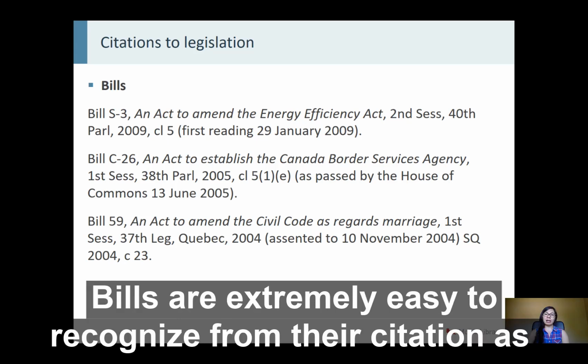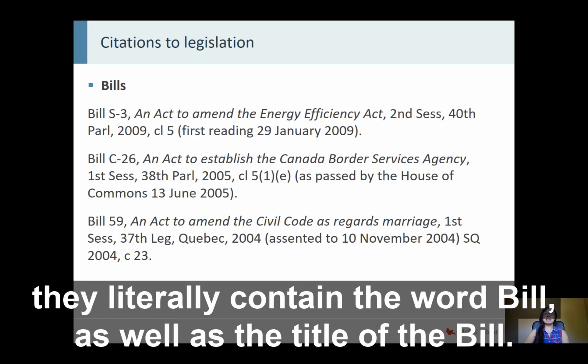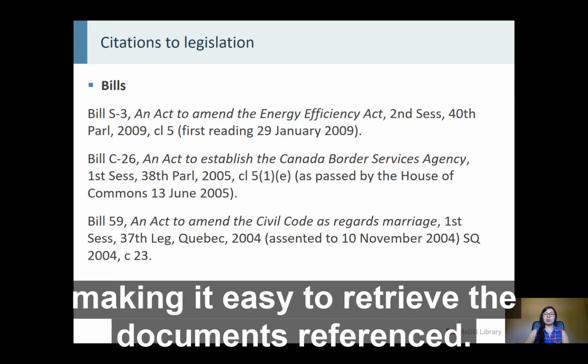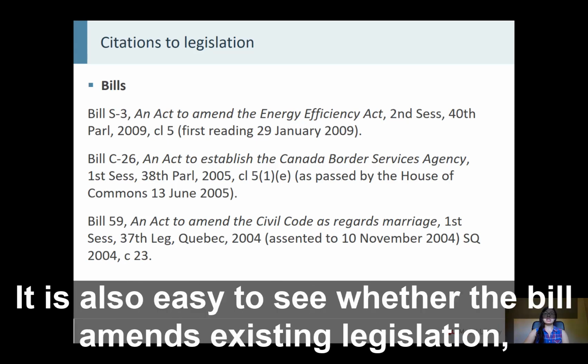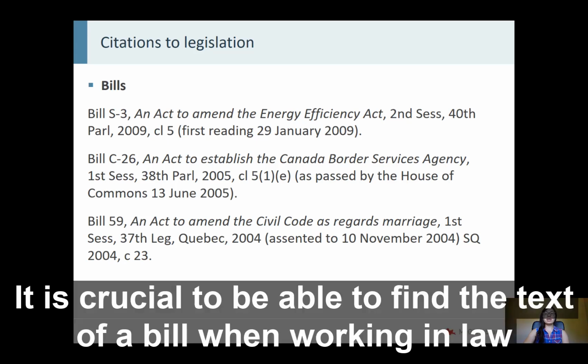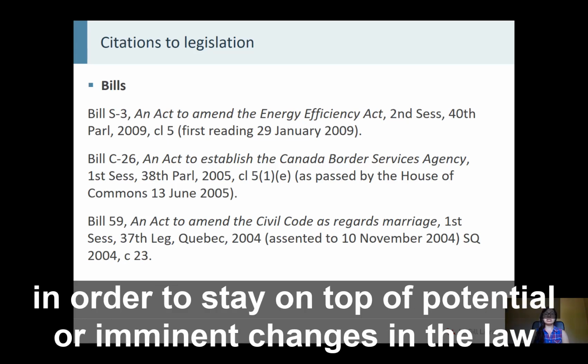Bills are extremely easy to recognize from their citation, as they literally contain the word bill as well as the title of the bill. They also clearly show the jurisdiction involved and year, making it easy to retrieve the document referenced. It is also easy to see whether the bill amends existing legislation or is new legislation. It is crucial to be able to find the text of a bill when working in law in order to stay on top of potential or imminent changes in the law.